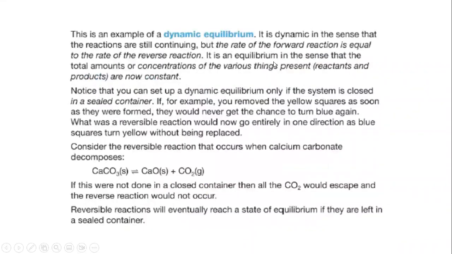So when we talk about dynamic equilibrium, there are two conditions that have to be met. One condition is that the rate of the forward reaction is equal to the rate of the reverse reaction.